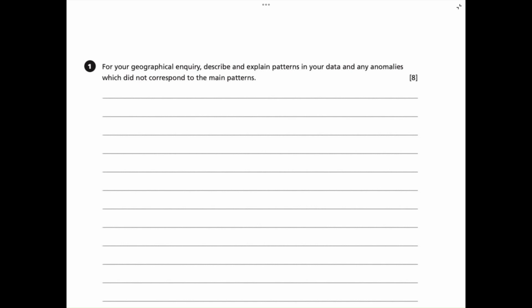Question 1. For your geographical inquiry, describe and explain patterns in your data and any anomalies which did not correspond to the main patterns. 8 marks. Okay, so your answer based on your fieldwork is going to be completely different, and so many of these answers are going to vary. But let's talk through the question and this will help you be able to answer it.